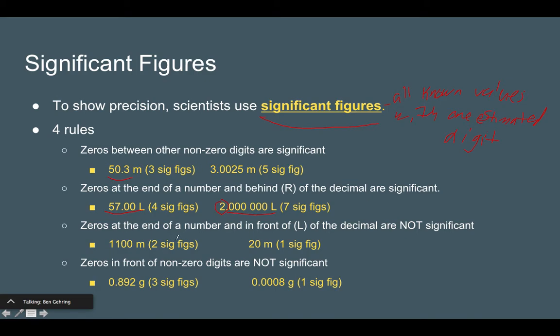Rule 3, zeros at the end of a number and in front of a decimal are not significant. So if there is no decimal, and I have numbers here, so 1 and 1 are both significant. There's 2 zeros, but I don't have a decimal place, so those are insignificant. There's only 2 significant digits there. 20, again, 2 and 0, there's no decimal, so I only have 1 significant figure. And the last one, zeros in front of a non-zero digit are not significant. Here I have a decimal that's 0, so this is not significant. These are my 3 sig figs. On this one, because all these are zeros, this is my only significant figure.